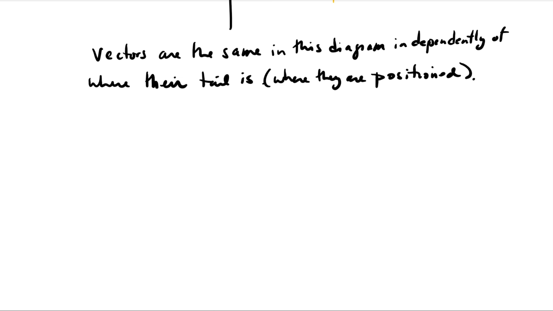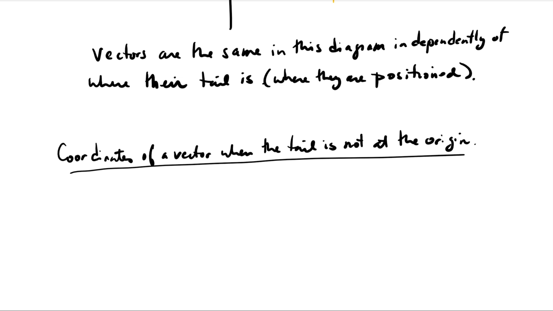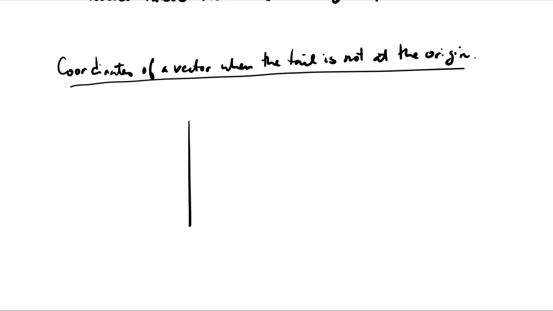Now we're going to find the coordinates of a vector when the tail is not at the origin. Because when the tail is, you just take the coordinates of the head, and those are the coordinates of your vector. But what happens if the tail is not located at the origin?